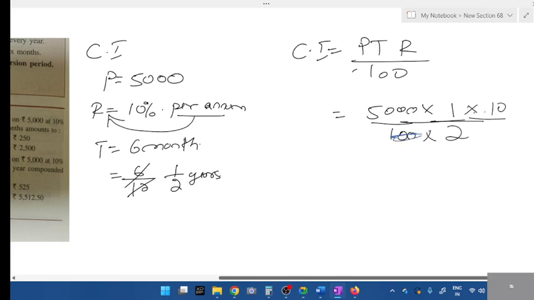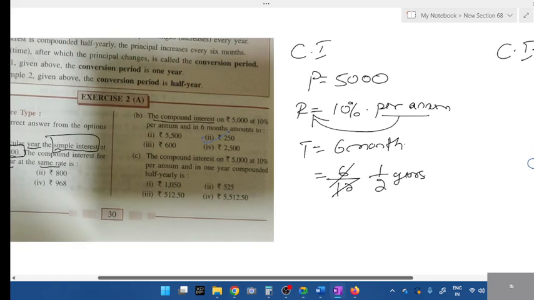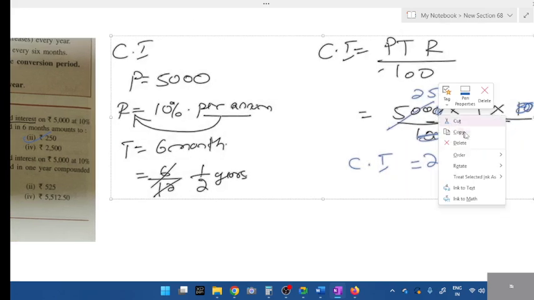Reduce it. Two zeros cancel, 1 0 year and 1 year. How many times 2 goes in 500? 250 times 25. What is the compound interest? 250. Which option? Second one. Right? In 1 year, compounded half yearly. Is this clear?